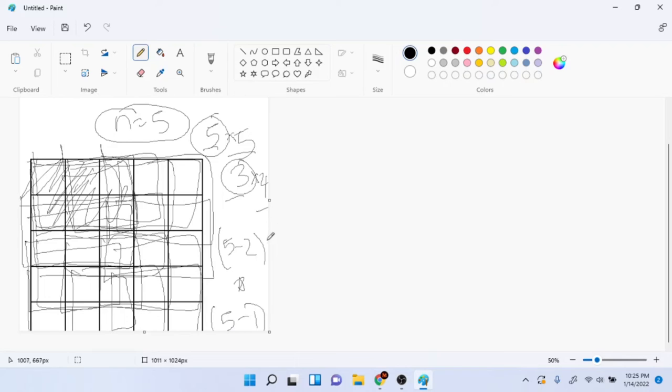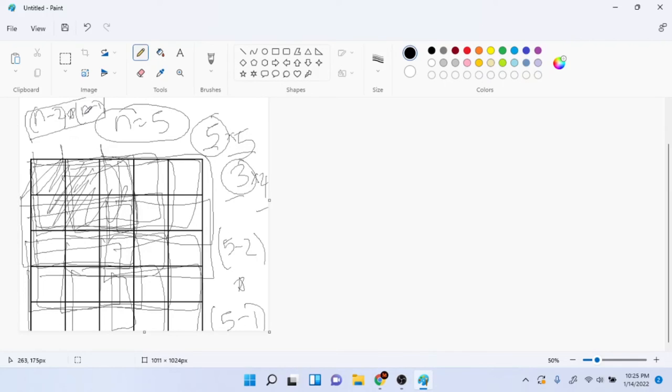In our case n is equal to 5. So if we're generalizing this, it would just be n minus 2 times n minus 1. So that'll be the math equation for how many 2x3 rectangles there are on an n by n grid. So this equation would be n minus 2 times n minus 1, the number of 2x3 rectangles in a grid, okay?